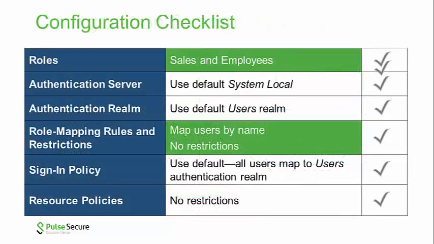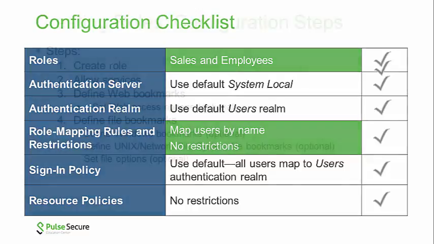Let's take a look at the configuration checklist. We must modify only two major areas to configure Pulse Secure Connect Secure to provide the access that Pulse Inc. requires. We must create two roles, sales and employees, and we must create role mapping rules so that the incoming user connections are assigned the correct roles. This example is oversimplified. In a production environment, you would typically use an external authentication server.